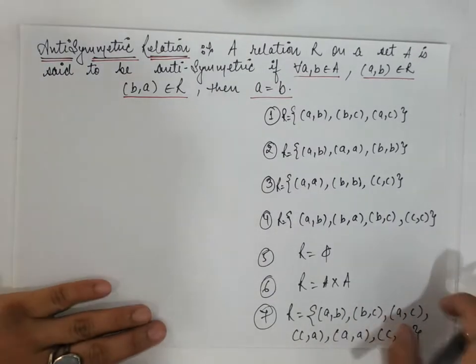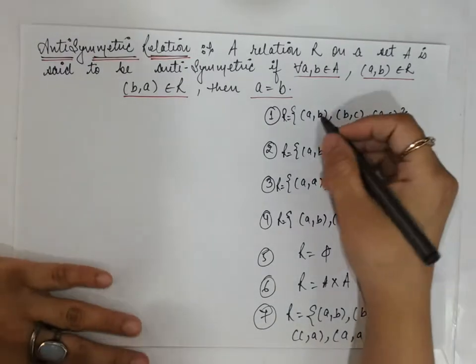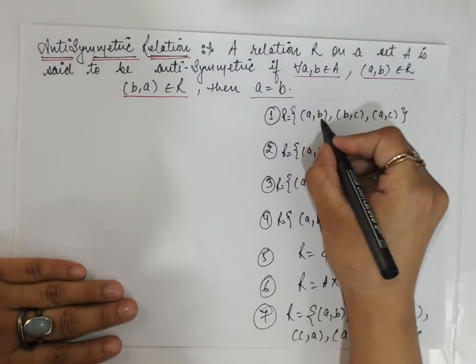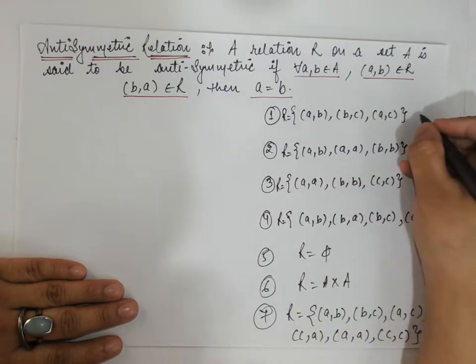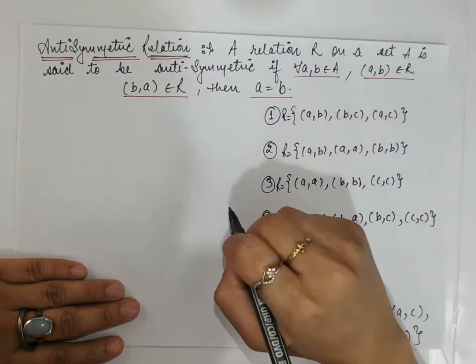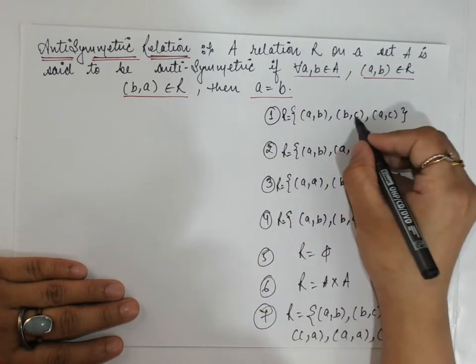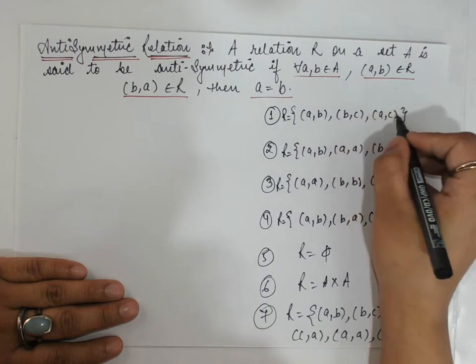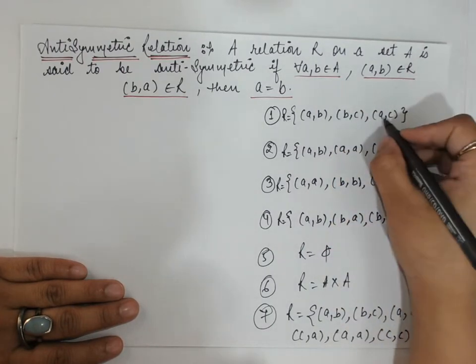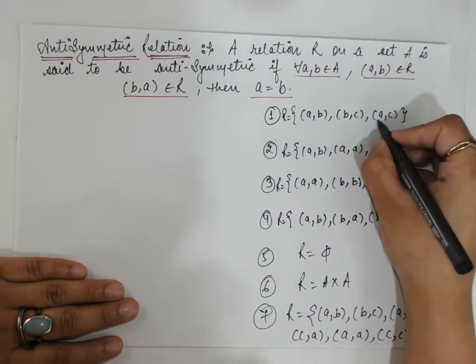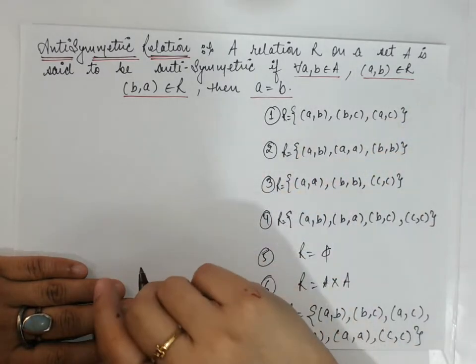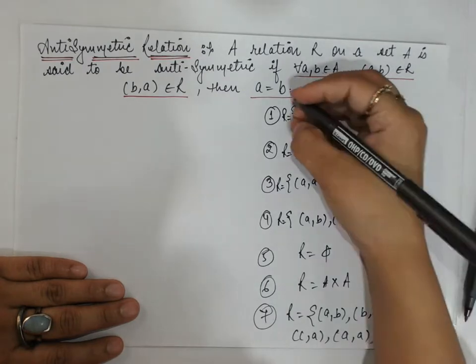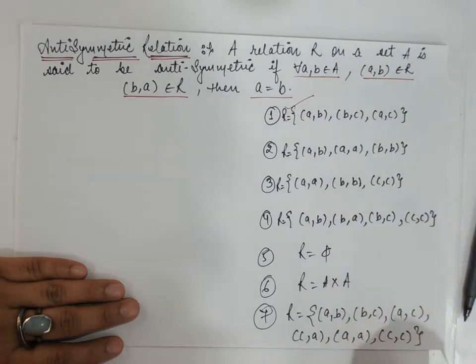Now in the first example, here R is equal to (A, B), we have to check whether (B, A) is present in the given relation. Here (B, A) is not present. Now (B, C): we have to check whether (C, B) is present. No, (C, B) is not present. Now we check whether (C, A) is present. No, opposite pairs do not exist in the given relation. Therefore, R1 is an antisymmetric relation.